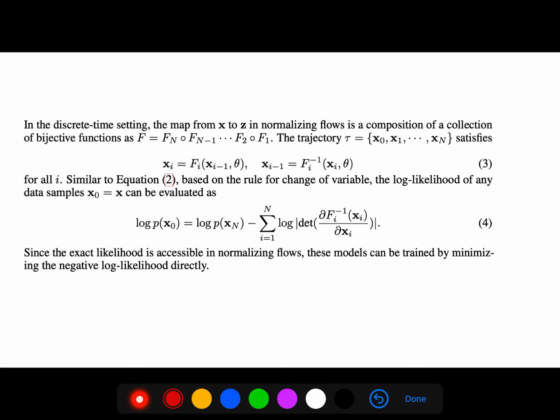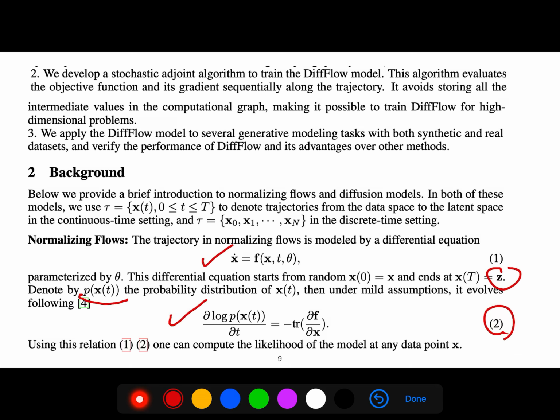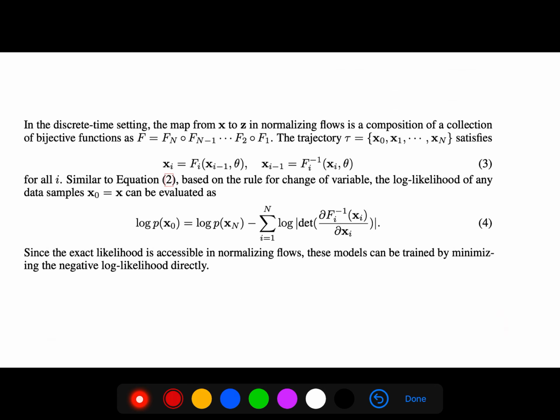In the discrete time setting, the map from x to z in normalizing flows is a composition of a collection of bijective functions. The trajectory satisfies this, and similar to equation 2, based on the rule for change of variable, the likelihood of any data sample can be evaluated. So we just use the rule for change of variable, where this determinant of the Jacobian appears.